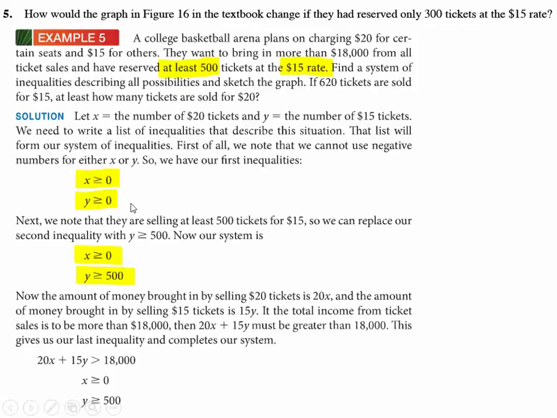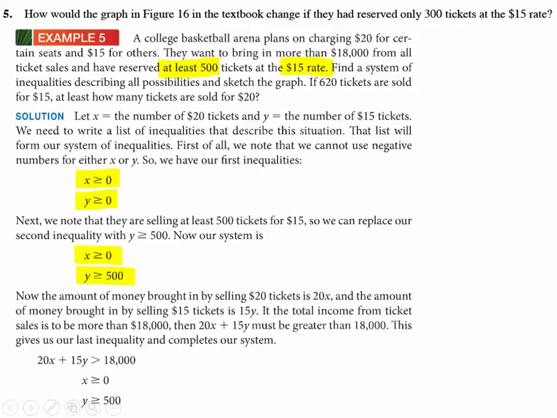Kind of like the ducks and the pigs, right? Can't have -3 pigs. You're going to have at least a positive number. Once we go from here, now we go on to any other constraints. It says, from all the ticket sales, they have reserved at least 500 tickets at the $15 rate. Now the $15 rate applies to the Y value. So we're going to change one of our horizontal or vertical lines. In this case, it's the horizontal line. Y now is going to be greater than or equal to 500. So that's sort of the end price, or the end amount. So vertical and horizontal have changed into this right here.